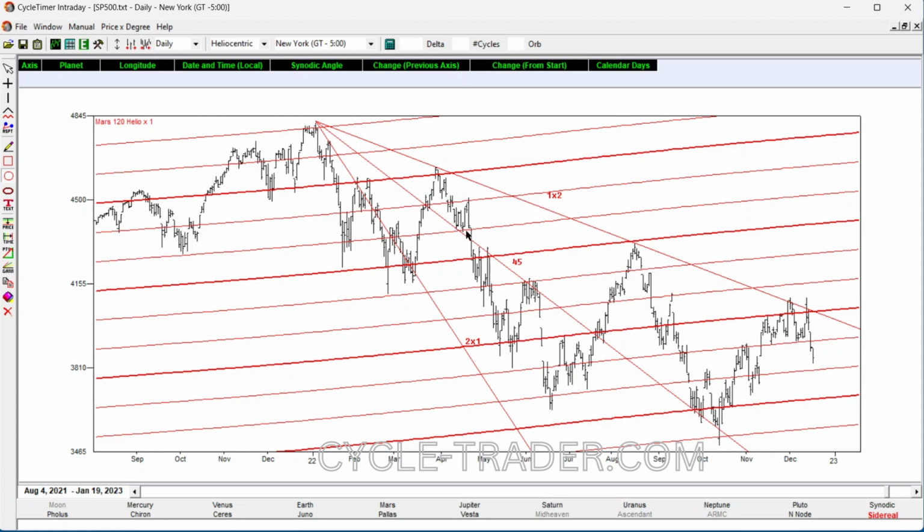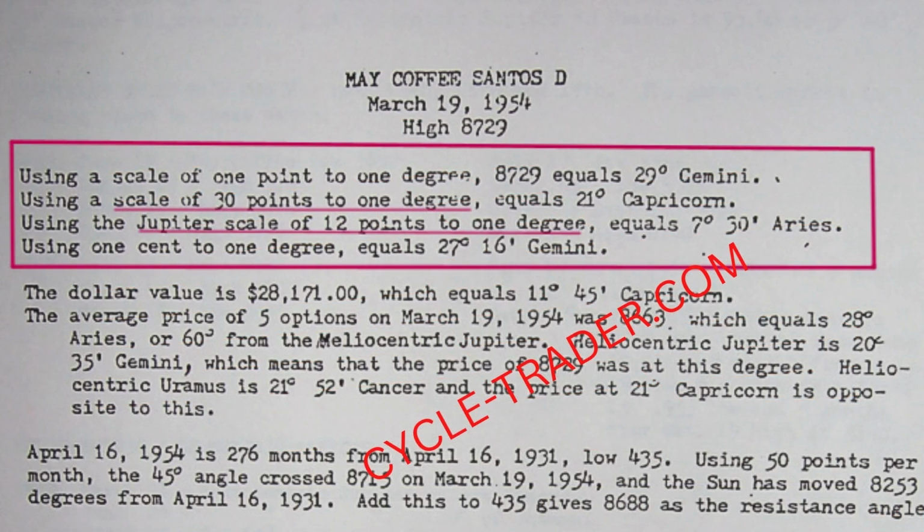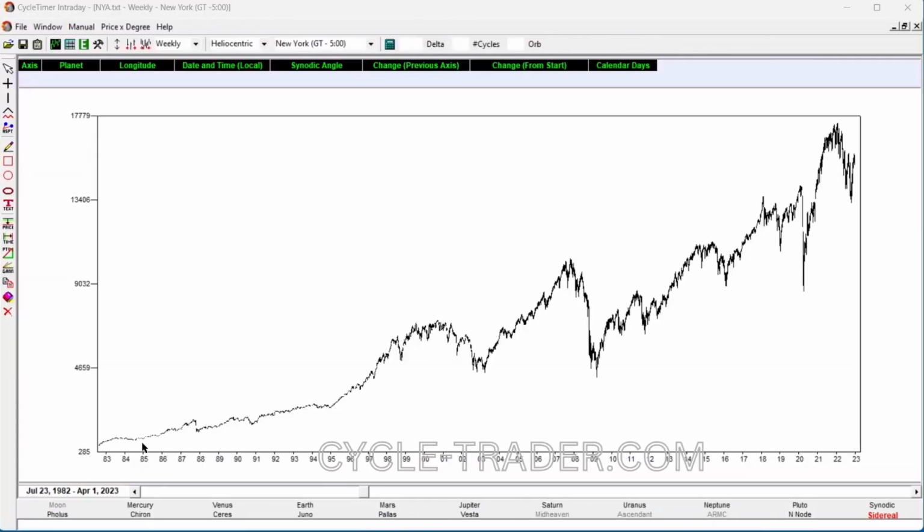The examples so far have used a simple scaling of 1 point in price for each degree of planetary movement. But, as we showed in the previous video on the price-time vector, correct results require correct scaling. Gann's Coffee Santos letter provides the clues for scaling his price by degree. He scaled Jupiter at 12 points per degree, and Saturn at 30 points per degree. To study this scaling we open one of our favorite indices for all technical analysis, the New York Composite, or NYA.